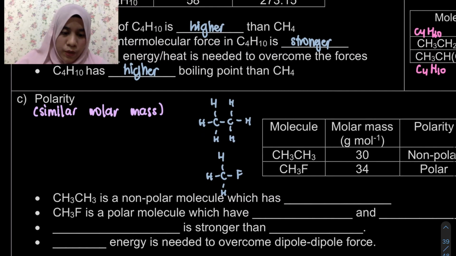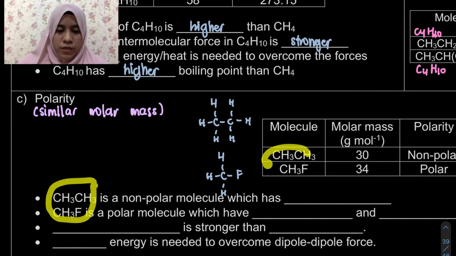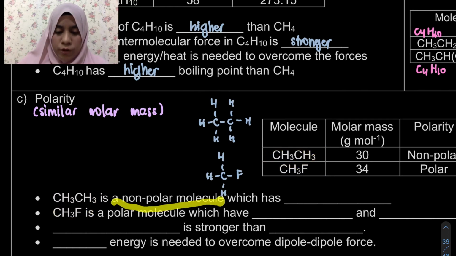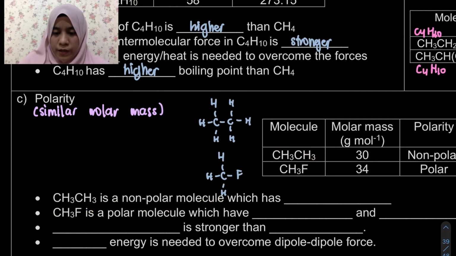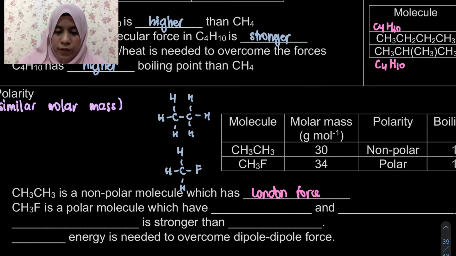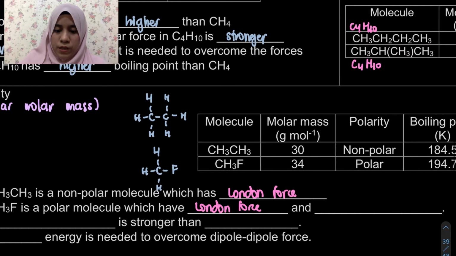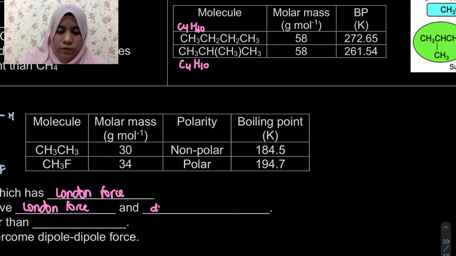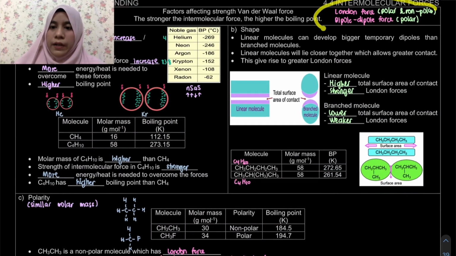Okay. Our ethane ni is a non-polar molecule. Kalau non-polar molecule ni only has kita punya London force. Kita punya CH3F is a polar molecule. Kalau polar molecule, dia pun ada London force, but it has one extra force lagi, which is our dipole force. London force is for polar dengan non-polar, tapi untuk polar molecule sahaja, it has dipole force.